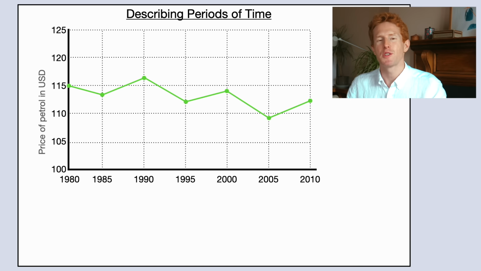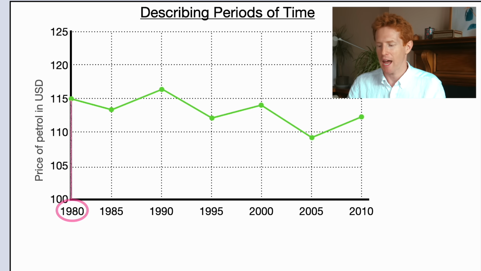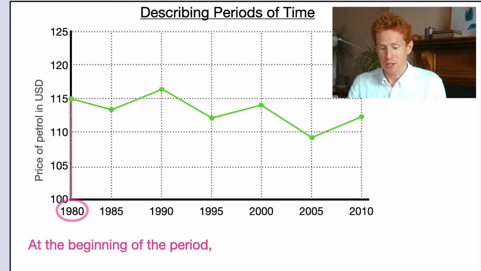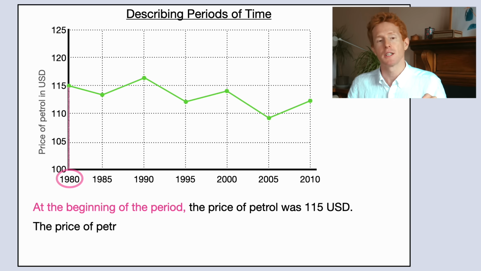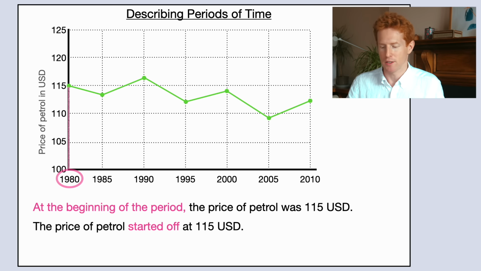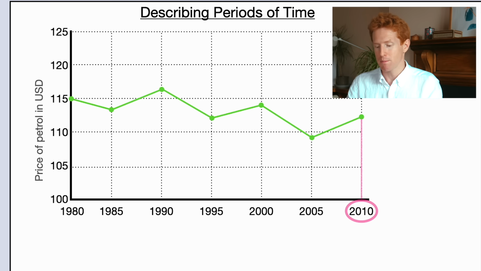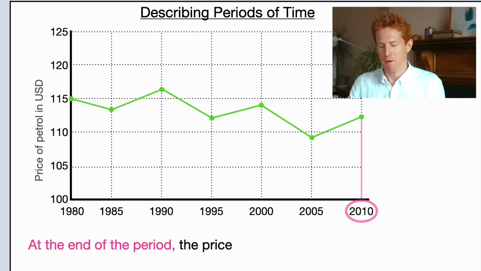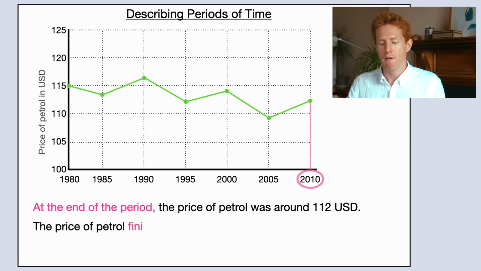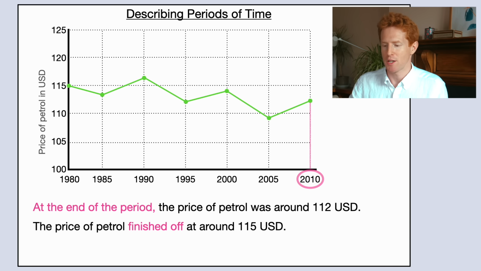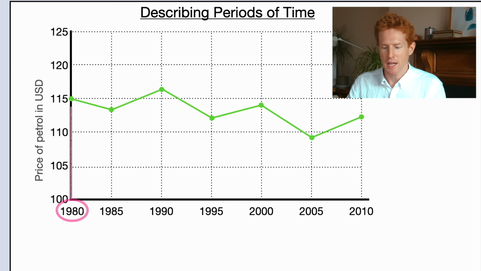Now, in your answers, you're often going to want to talk about what happens at this point, at the beginning of the period. We could say at the beginning of the period, the price of petrol was $115 or the price of petrol started off at $115 US. Similarly, we often want to describe what happens at this point in 2010. At the end of the period, the price of petrol was around 112 US dollars, or the price of petrol finished off at around 115 US dollars.